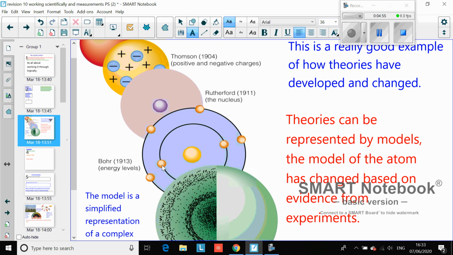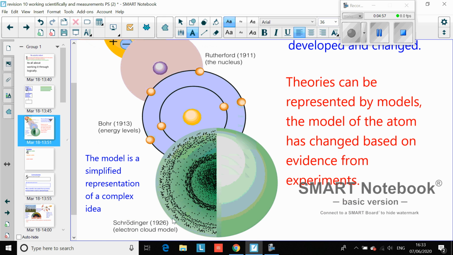And then finally, the most recent model, which came up in 1926, was a guy called Erwin Schrödinger, and there was another person involved, Heisenberg. And what they said was this: electrons are found in shells, but because of something about them, you can never know with 100% certainty where they'll be. So we have what we call probability orbits, where they're most likely to be, but we can never know 100% sure where they are. Okay?